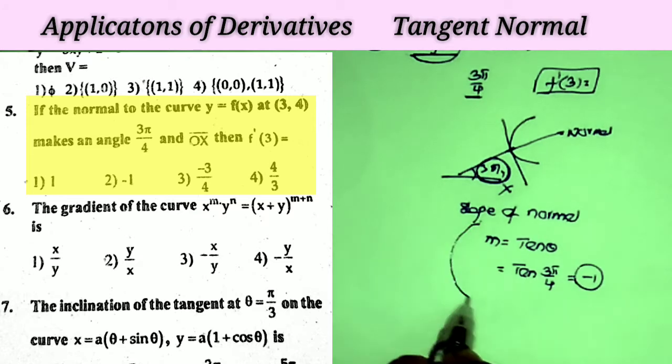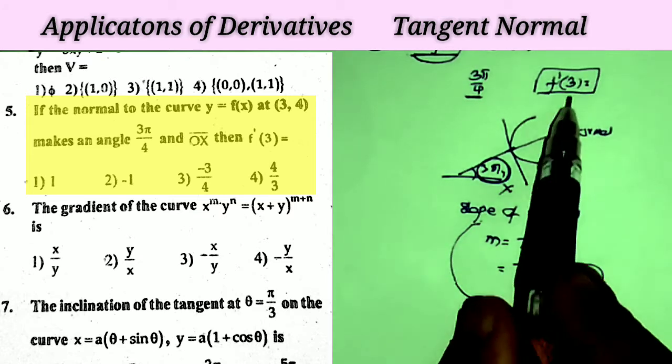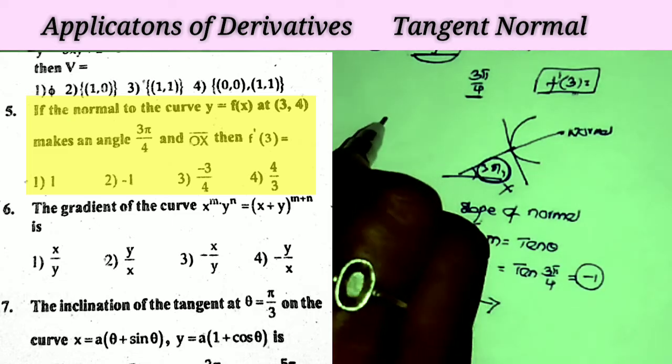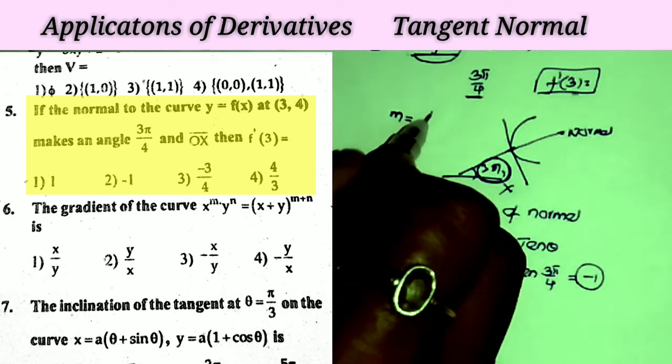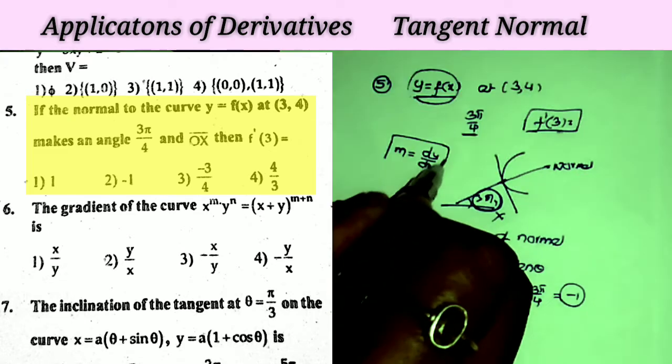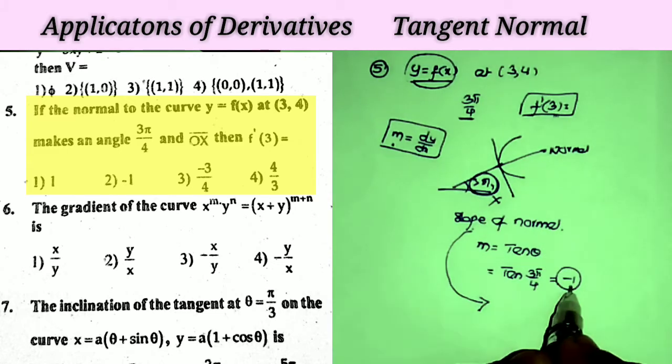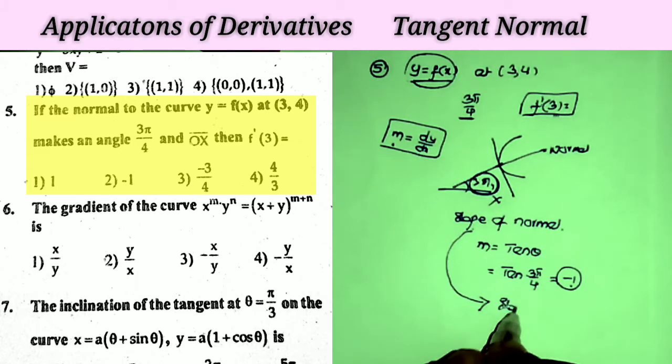Now what is the slope of the tangent? What is given in the question? F dash of 3. Derivative. We want the derivative. What is derivative? Derivative is nothing but the slope of the tangent. Derivative is equal to m is equal to dy by dx. Already we know the slope of the normal. Then what is the slope of the tangent?